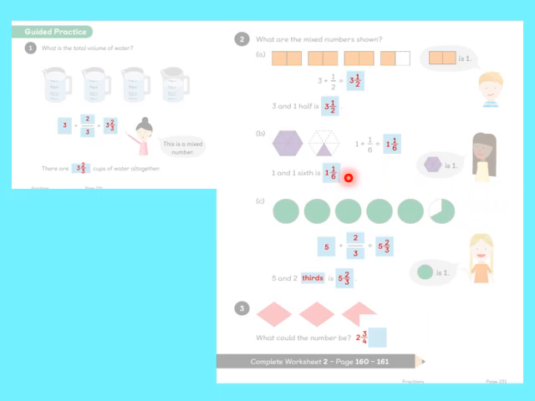So here are the answers to the guided practice. Question 1 we already did together, and here are the answers for question 2. Now when you got to C, you could see that the final circle had been divided into 3 equal parts, so that was our denominator, and 2 of those were shaded. So we had 5 wholes and then 2/3. So that's written as 5 2/3 here. If you looked at question 3, we could see that we had 2 wholes here, and then our final shape had been divided into 4 equal parts or quarters, and 3 of those were shaded.